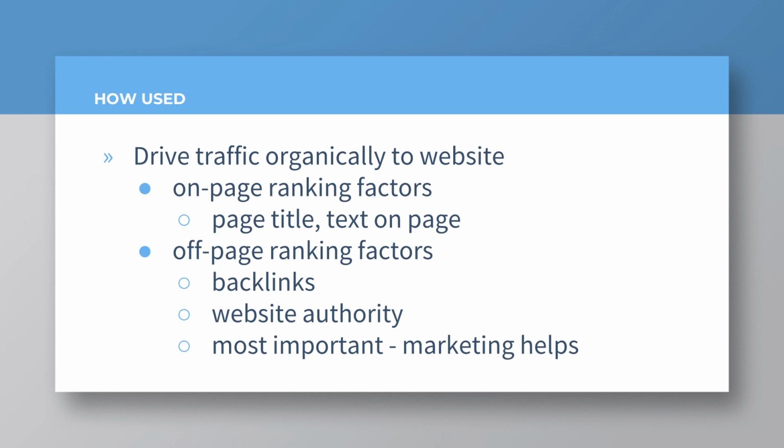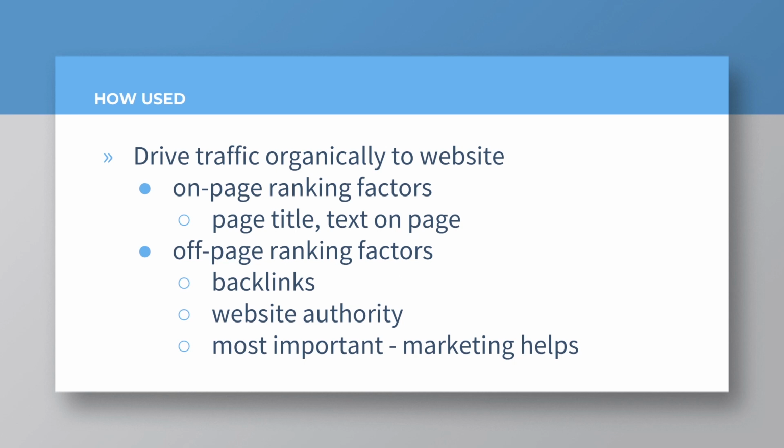Now, SEO is primarily used to drive traffic organically to a website. So you have things that are called on-page ranking factors. These would be things that you have direct control of, and they would be things like the page title, the meta description, the text that you use on the page, and things like that. Things that are on your website that you have direct control over.